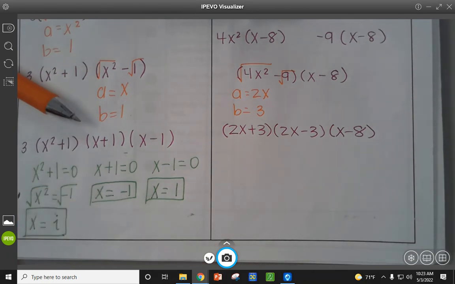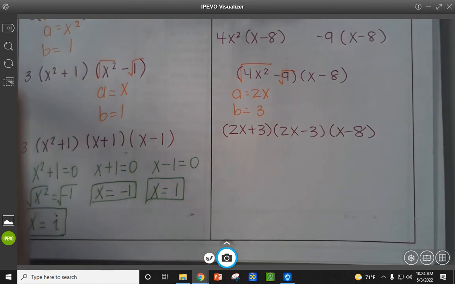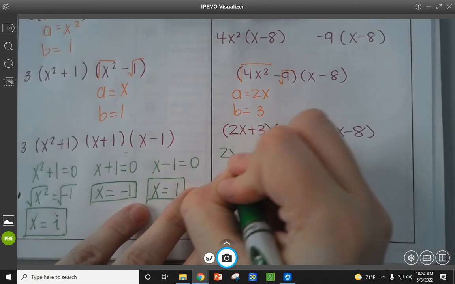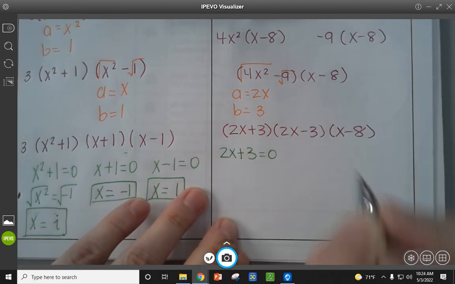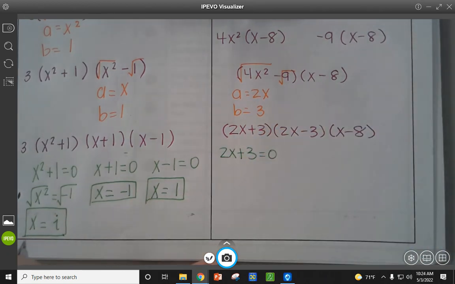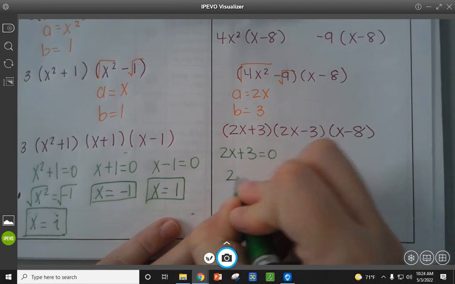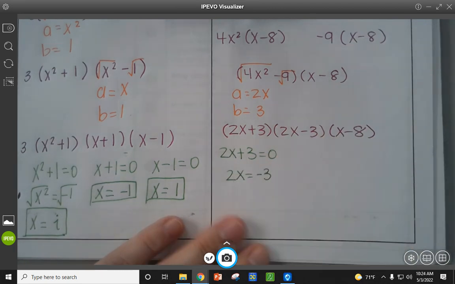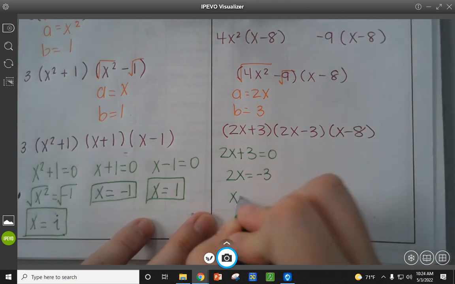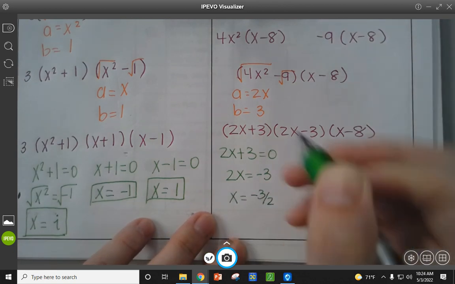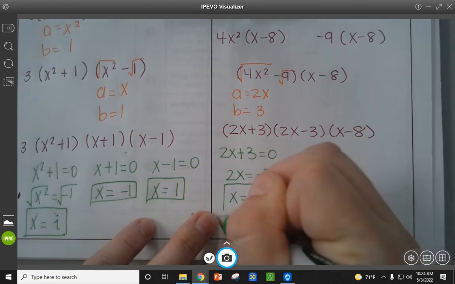All of those are completed. We don't have any squares or cubes. So we set each one equal to 0. We subtract 3 first. And then we divide by 2. Just leave it as a fraction. It's easier that way.